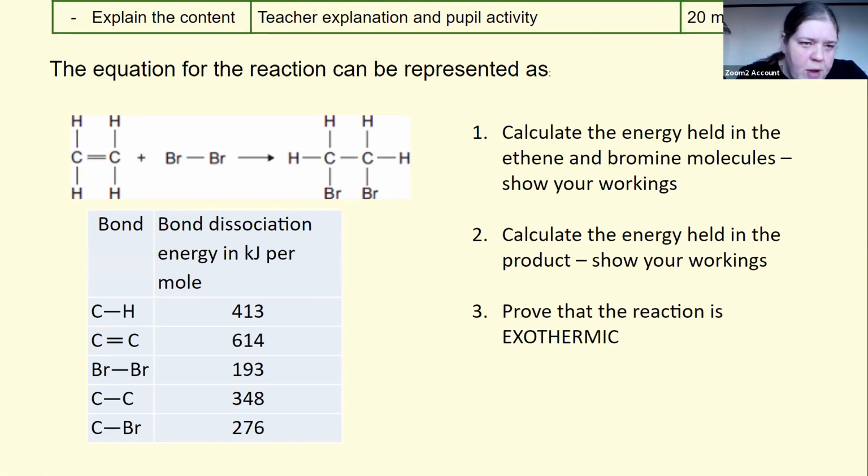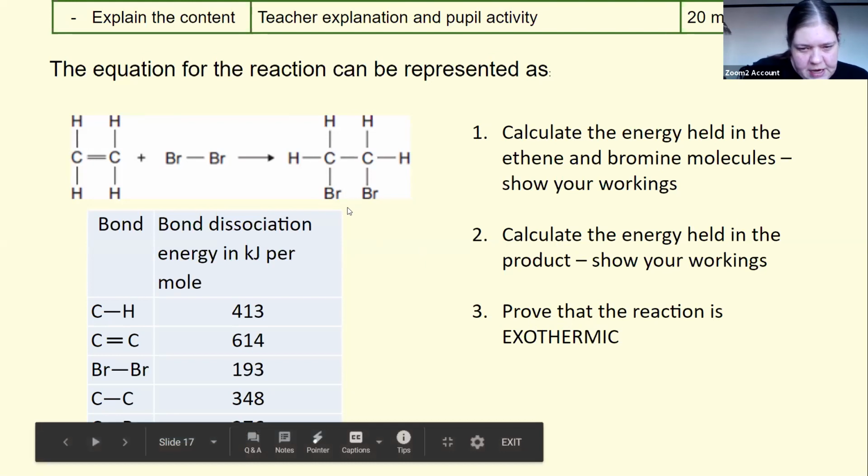So we've got an equation shown on the board. I'm going to move my mouse, so I hope you can see it. This is a picture representation of the reaction between ethene and bromine, and then we make this here. It doesn't matter what's being broken or made in this, I just want to show you the calculation. You need to be able to calculate the energy in the products and in the starting materials, and then prove that the reaction here is exothermic.